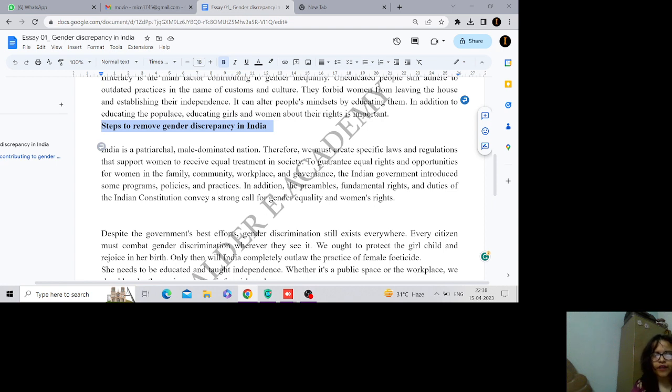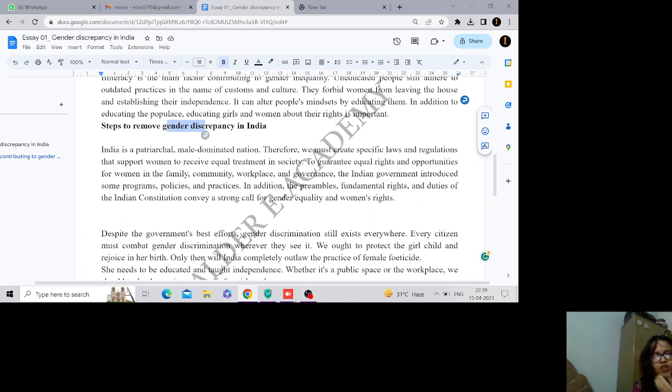India is a patriarchal and male dominated nation where males enjoy certain privileges that females cannot get. Therefore, we must create specific laws and regulations that help women receive equal treatment in society. It's the responsibility of the government to form certain laws and regulations that will support women, so that ultimately gender disparity can be removed.